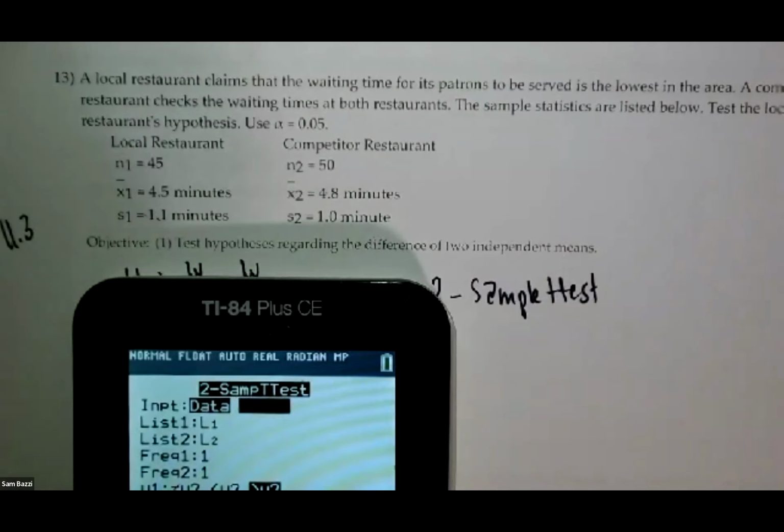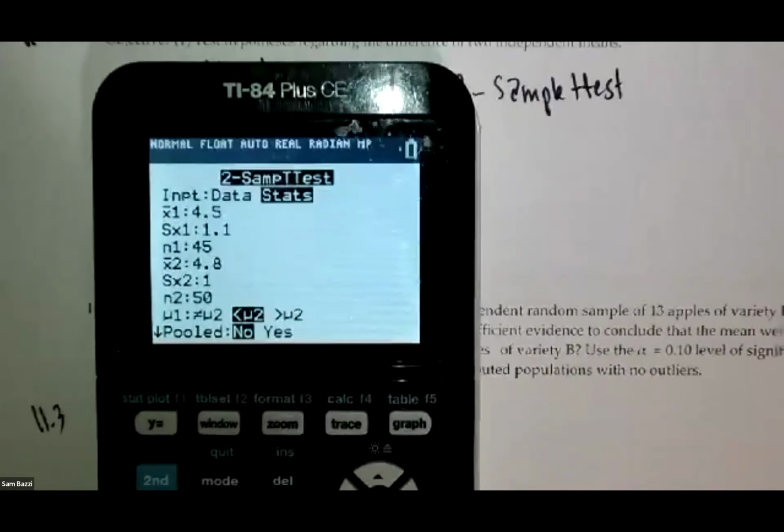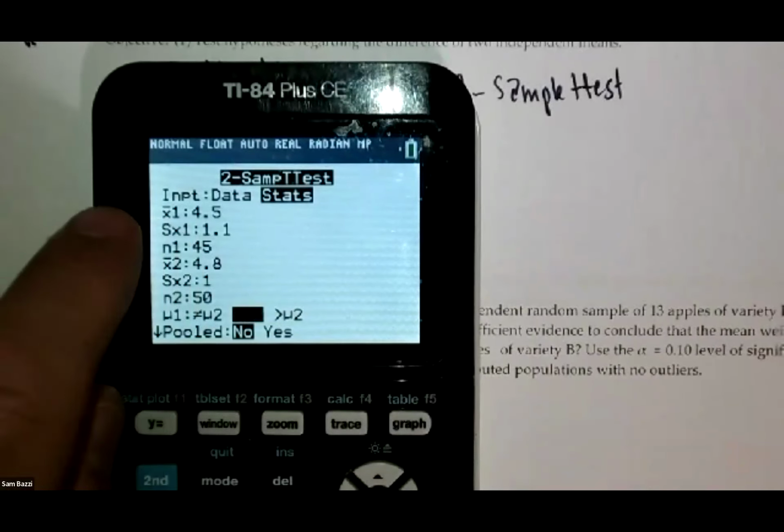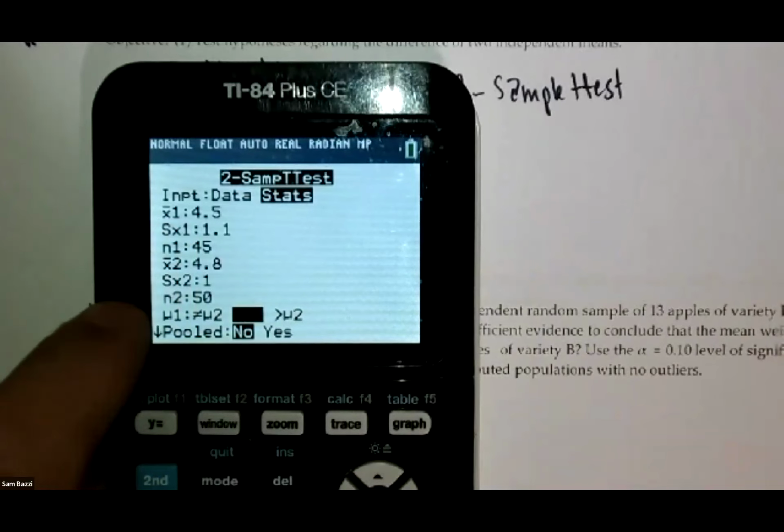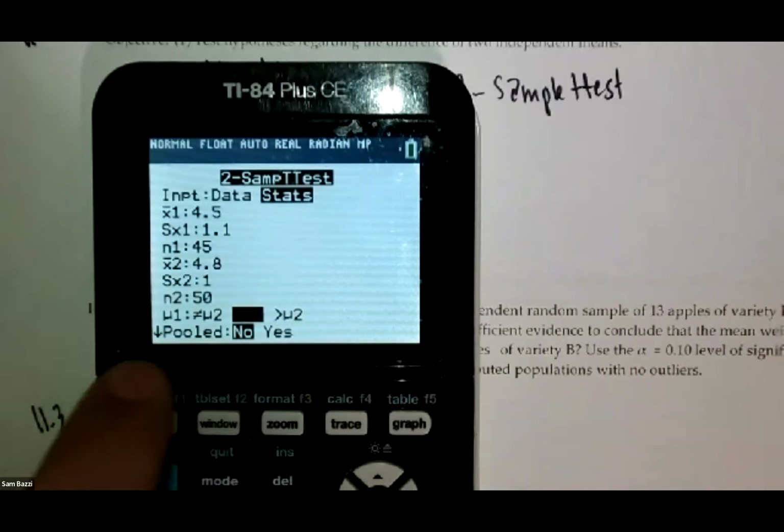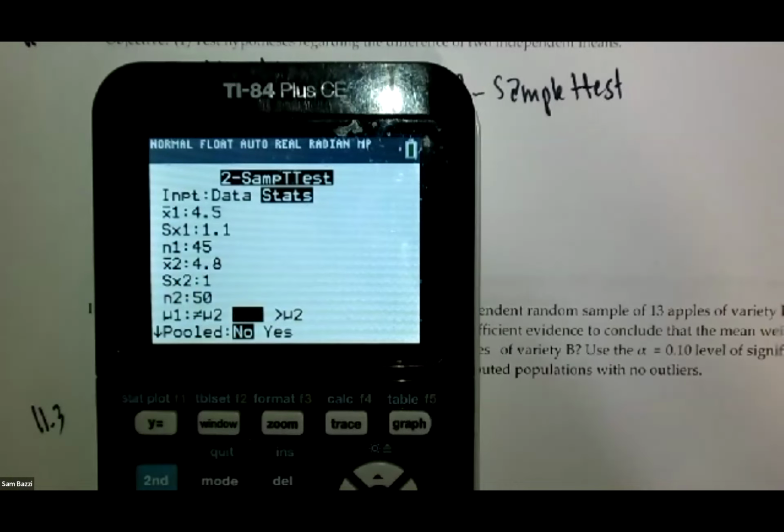Okay, Stat, don't choose data. I don't have the actual data. I have summary. Okay, X1 bar is 4.5. S1 is 1.1. N1 is 45. X2 bar is 4.8. S2 is 1. N2 is 50. And we're testing less than. This is the alternative sign. Sorry. Right here. So let me just repeat. X1 bar, S1, N1, X2 bar, S2, N2. We're doing less than.